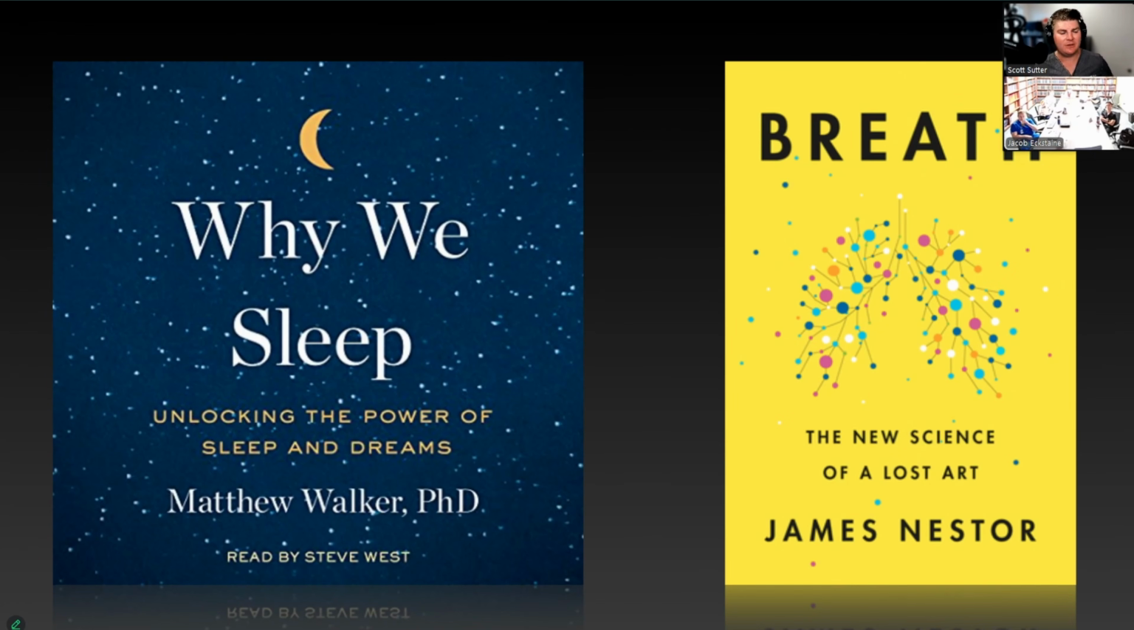So what does all of this come down to? Really, it's the ability for us to breathe, and if we can't breathe, what it does to our sleep. These are two absolutely fantastic books. They're literally right over there because I have them. I highly recommend them if you haven't read them. Why We Sleep talks about the issues when we don't sleep, what happens from it. Breathe talks about how important nasal breathing is.